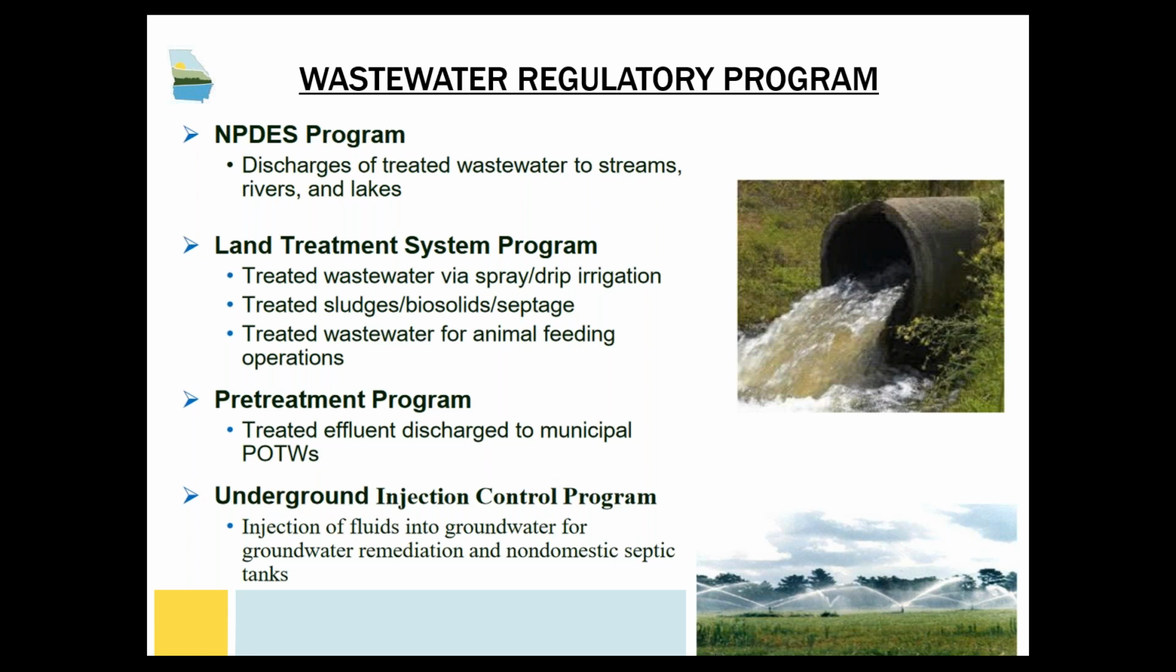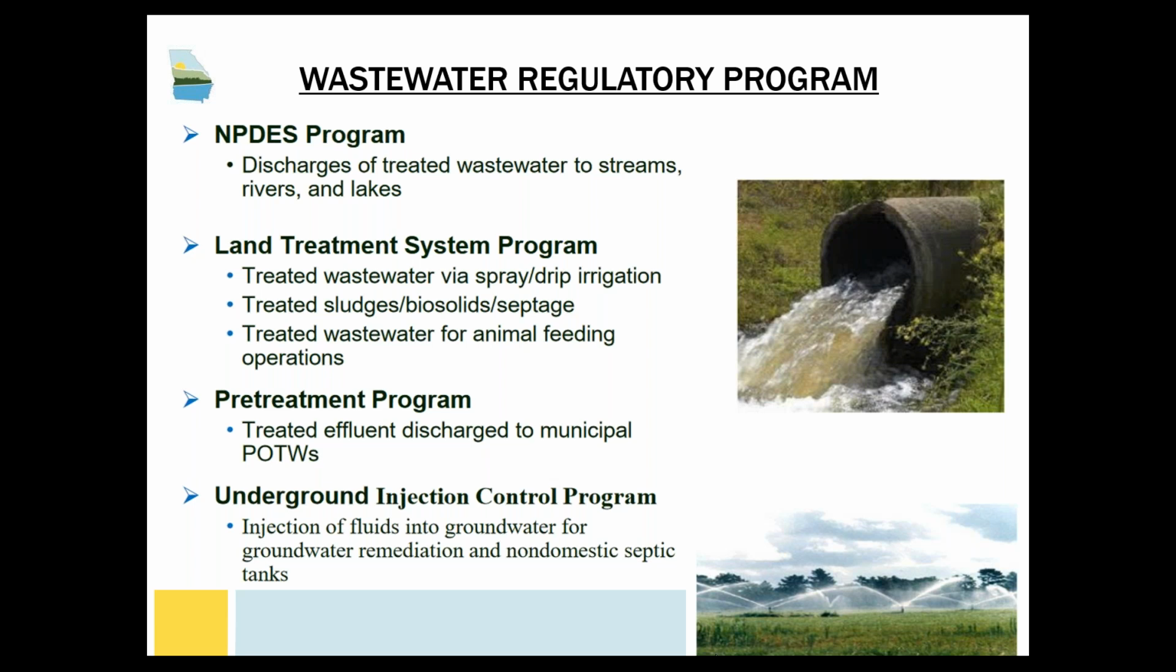We also have our land application system permits, which instead of discharging straight to a water body, discharge to land. It soaks into the soil before it becomes part of the groundwater system and completes that water cycle. We also have the pretreatment permit, which is where we regulate treated effluent discharge to a municipal POTW. So some of you may actually hold some of these pretreatment permits.